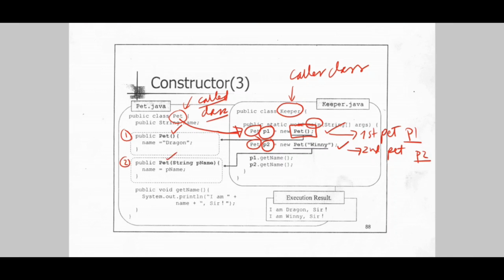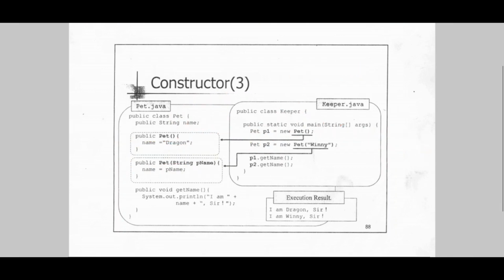So these two constructors are different because they have different patterns of arguments. In the first constructor, the argument is empty. In the second constructor, the argument is not empty. It has one argument, which is P name. If the first constructor is used, then the pet's name would be set to dragon. If the second constructor is called or used, then the name of the pet is whatever is provided here as the value of pname.